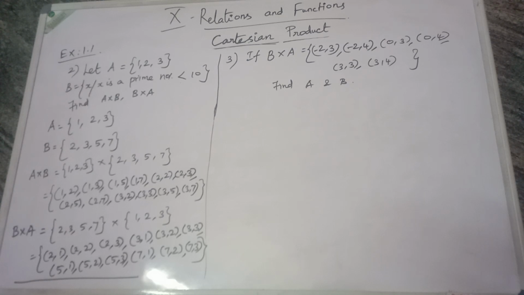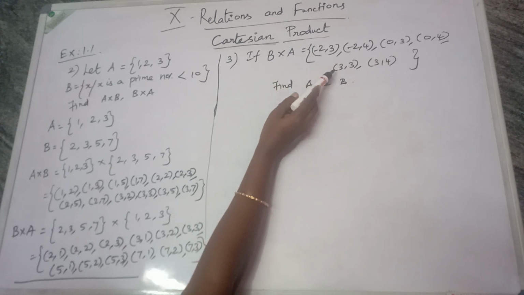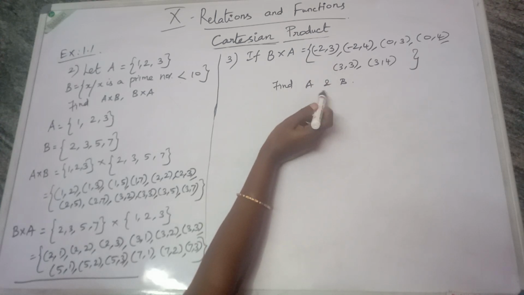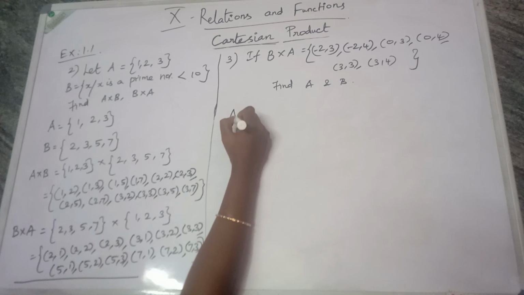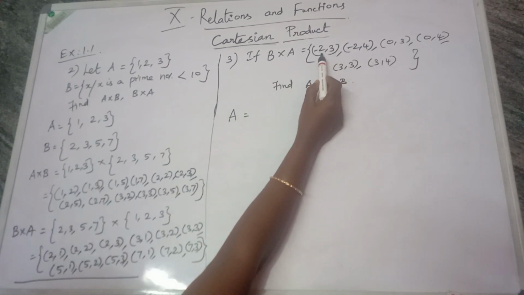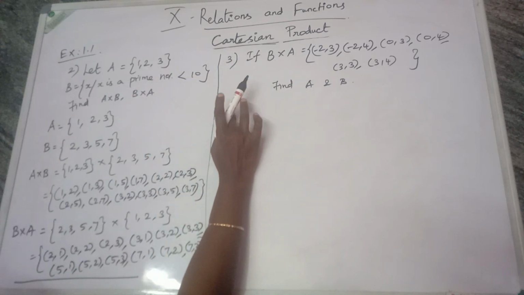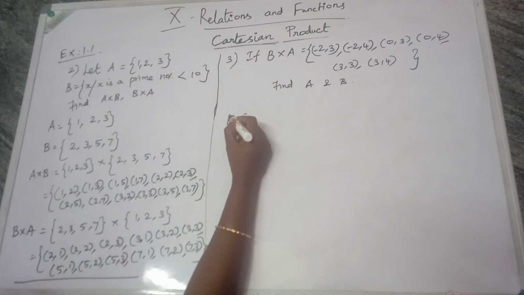See the third one. Here B cross A is given, the collection of all possible ordered pairs, and they ask you to find A and B. We have to find the set A as well as B. In an ordered pair, the first coordinate is taken from the first set. Here the first set is given as B, not A. So first we have to write B.